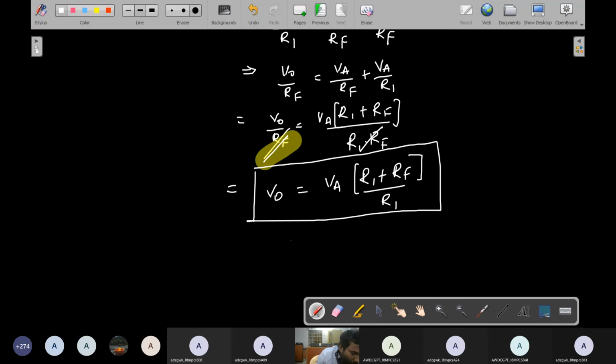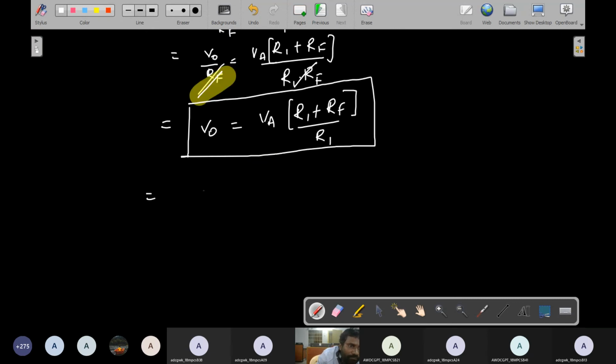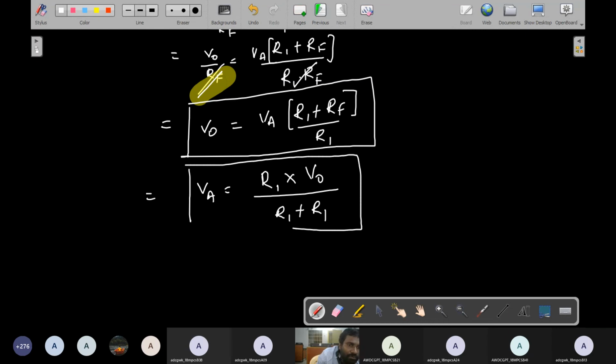So we will get the final output voltage V0. I want to write this equation in another form. That is, VA is equal to R1 into V0 divided by R1 plus RF. So I'll write the VA voltage from this point.